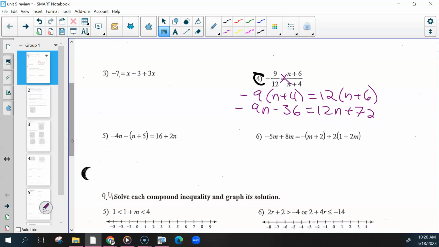Then your goal is to get all the variables on one side and all the constants on the other. So it does not matter how you do that. Let's say I added 36 over. And then because I moved 36 to the right, I'd have to move my n's back to the left. So I'd have negative 21n equals 108. And then I could divide. You'll get a fraction or a decimal. You can write either one.